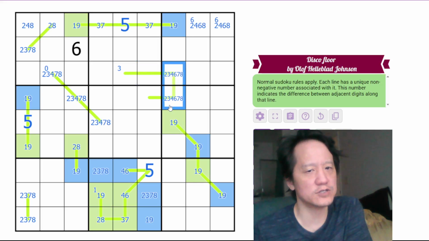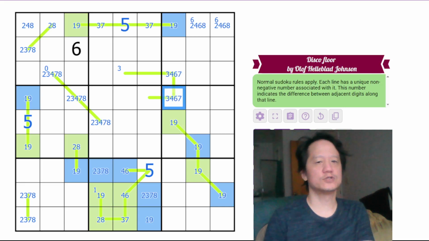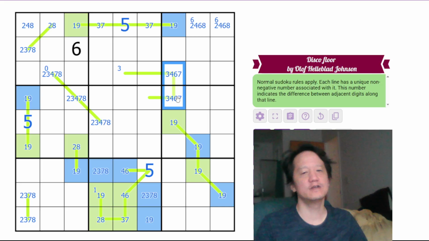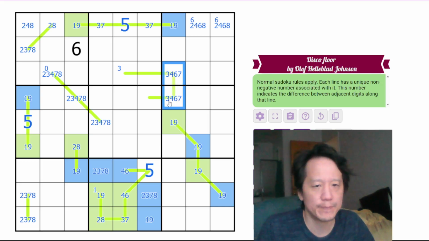So what are these digits? So 5 cannot be either of these, which means 2 and 8 cannot be here. So it's 3, 7, or it's 3, 6, or it's 4, 7.